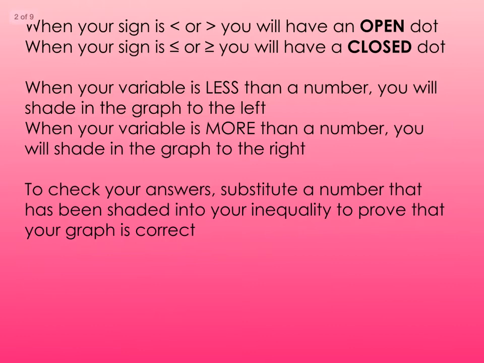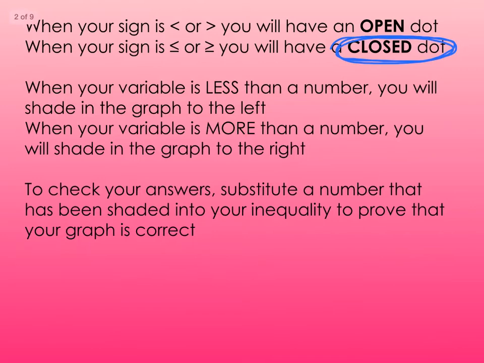Anytime your sign is less than or greater than, you will have an open dot. When your sign is less than or equal to, or greater than or equal to, you will have a closed dot. The point of closing the dot is it shows you that that number is included, or x could be possibly equal to it. If it's an open dot, you know it can't exist right there, but would be either less than or more than.